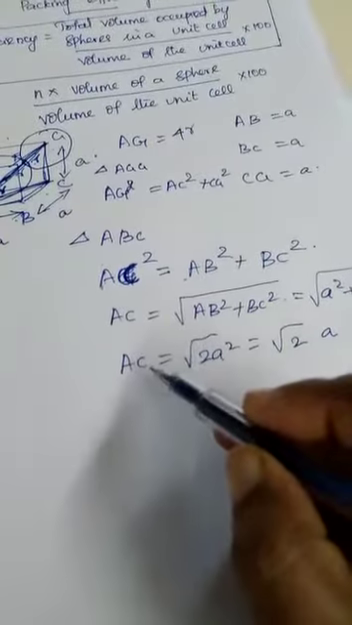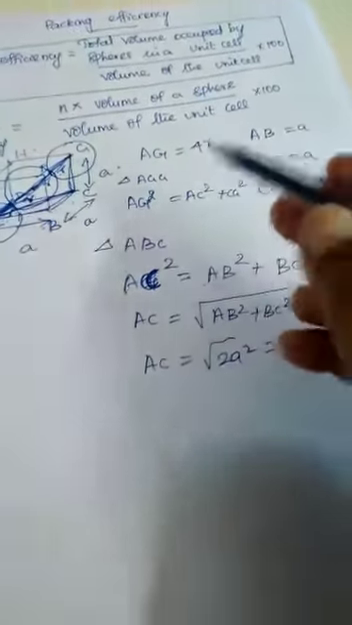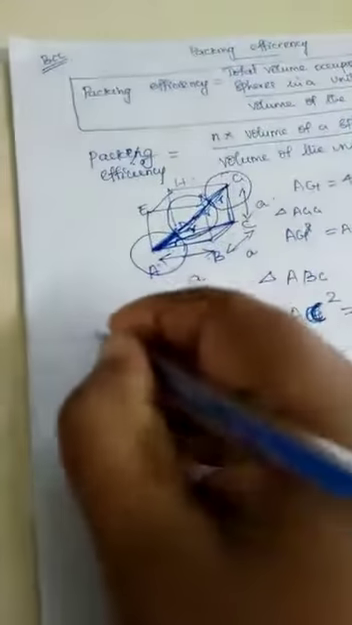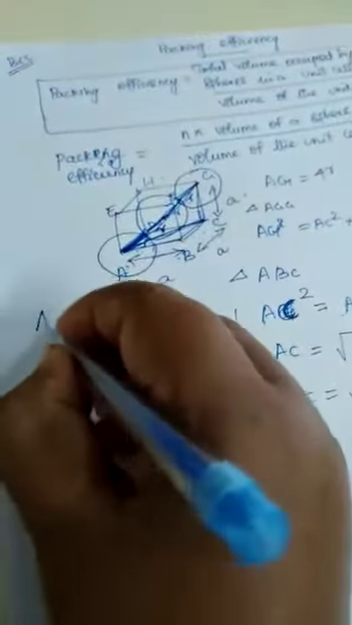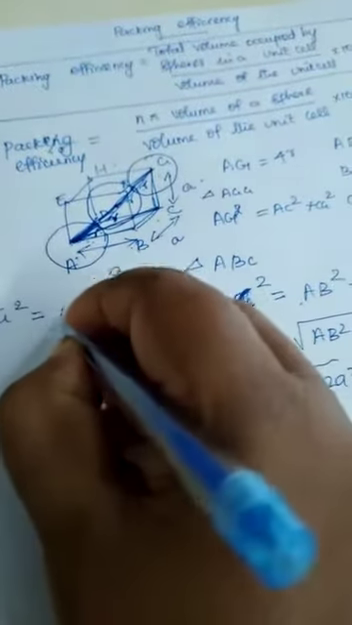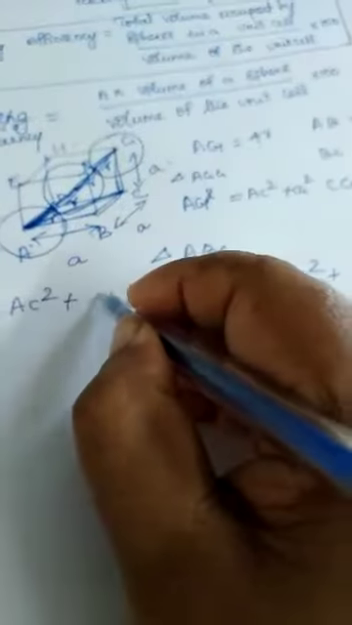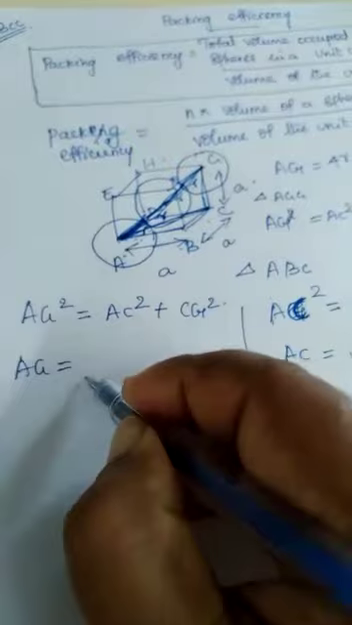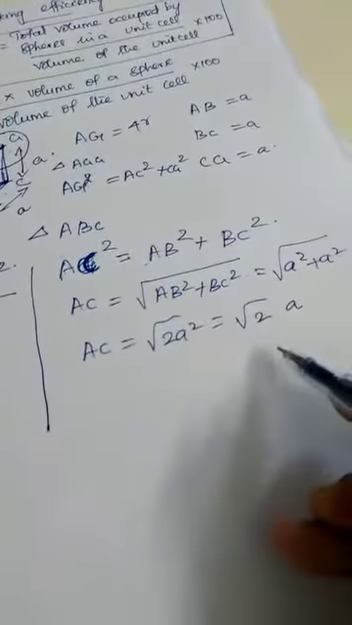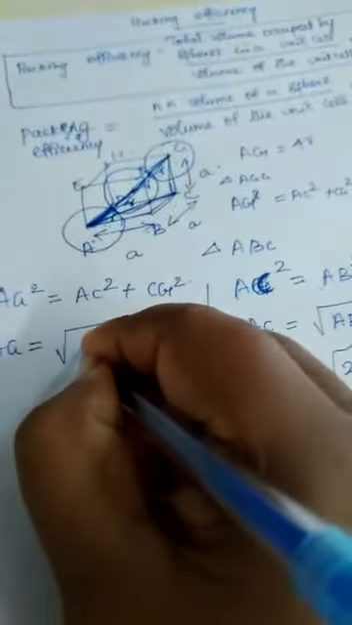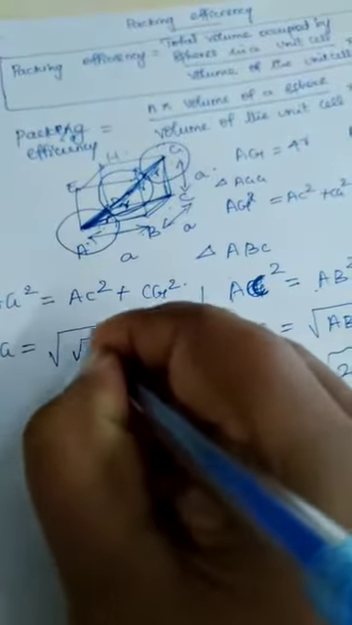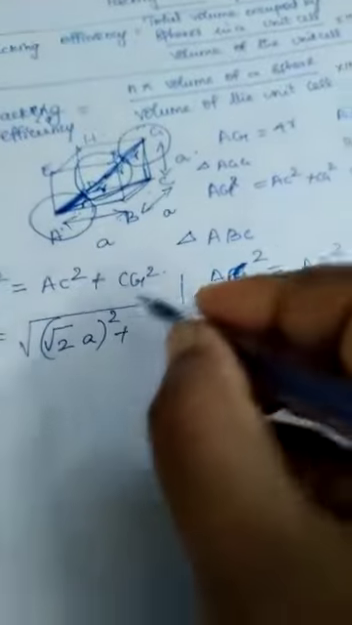You can substitute this AC value into that AG square. So you can get AG square is equal to AC square plus CG square. So I can write AG is equal to root of AC square, AC value is nothing but root 2a. So I can write root 2a the whole square plus CG.